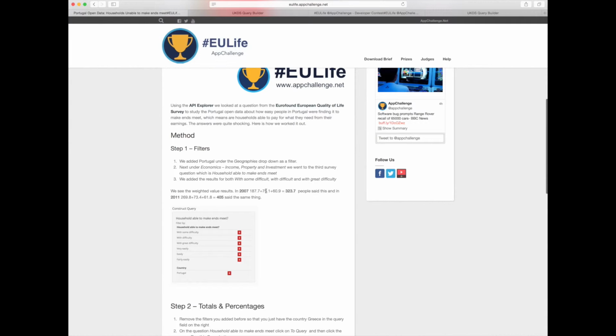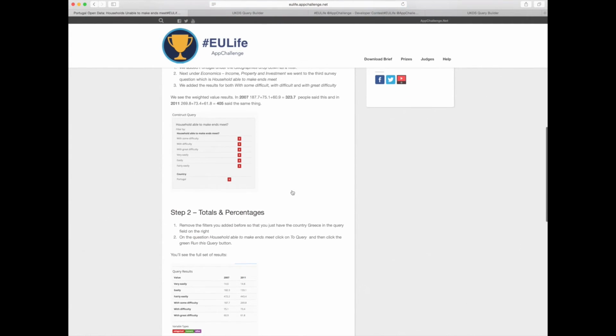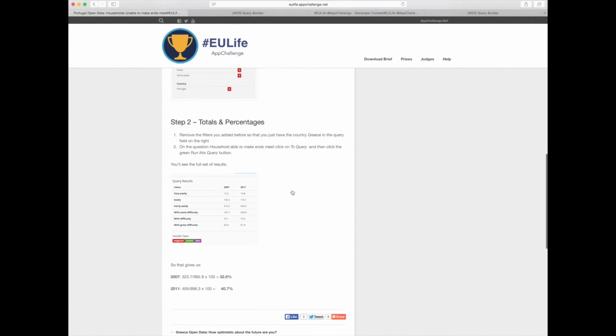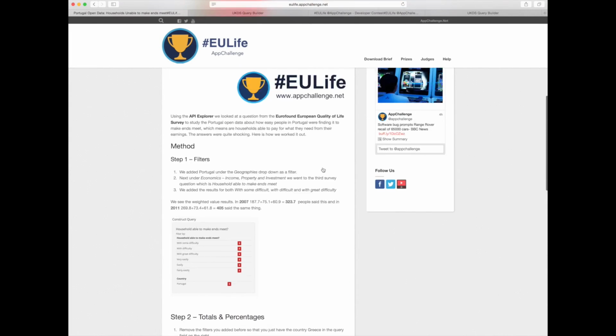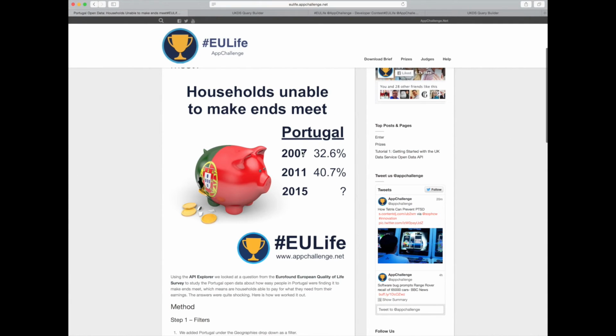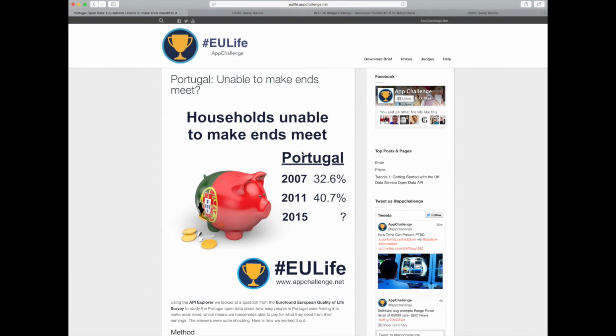So I've added up the three distinct areas, and then I've divided those by the total, and down here you can see the results. So what we end up with is that in 2007, 32.6% of people surveyed in Portugal said that they were unable to make ends meet. And by 2011, after the financial crisis, 40.7%. And I've put something quite provocative here because I know there's going to be another survey this year. I wonder what it will be. Have things got better or worse?